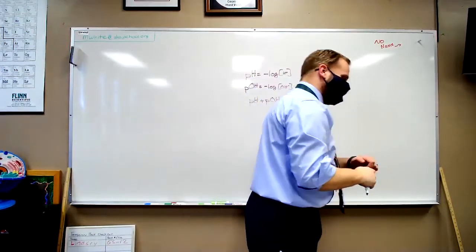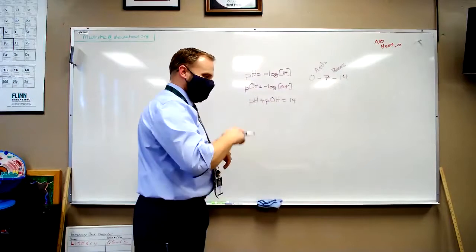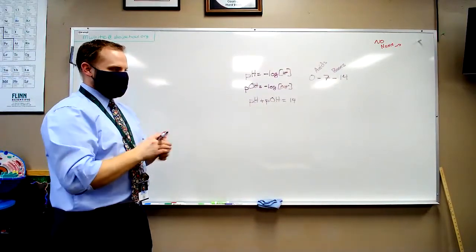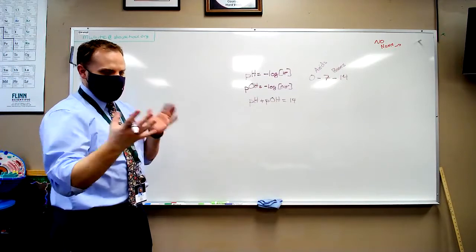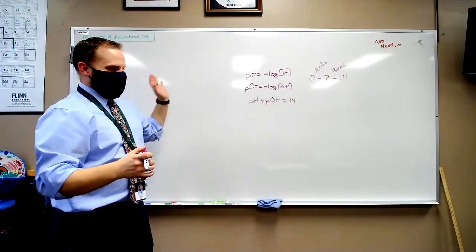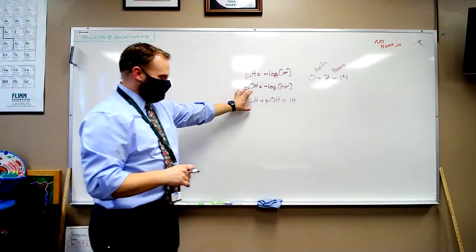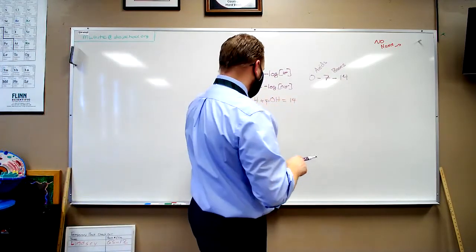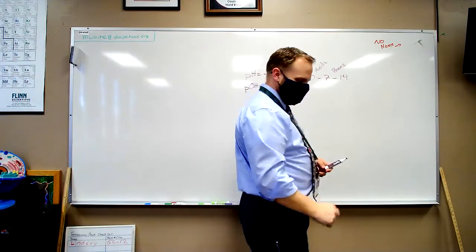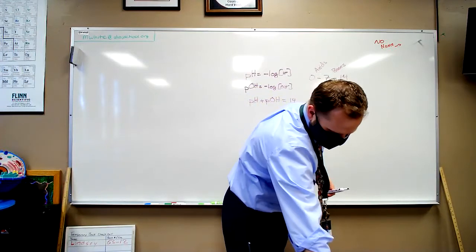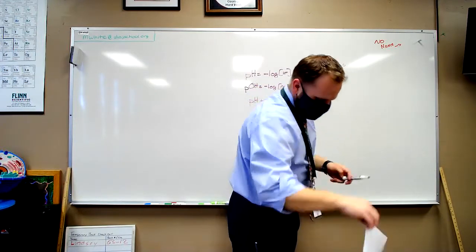There's a mathematical reason for that. It has to do with the KW. Whether or not you can see the mathematical link is fine. You don't need to, as long as you can remember this. pH plus pOH equals 14. Trying to remember if I put that on the front of the test.